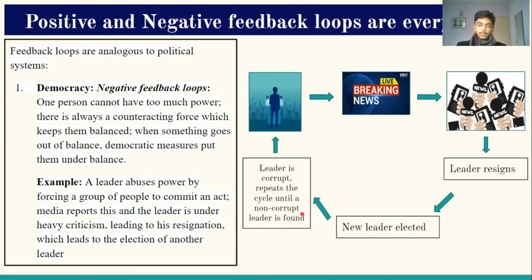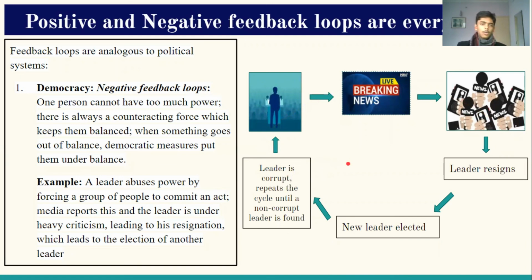So you see, the democratic system always aims to keep the system in balance. One person cannot have too much power. It should all usually be equal. So the negative feedback here is that the leader is always kept at a non-corrupt stance. The leader should always be non-corrupt. So once the leader abuses his or her power, that means there is something out of balance in the system, which is rectified through the negative feedback loop.